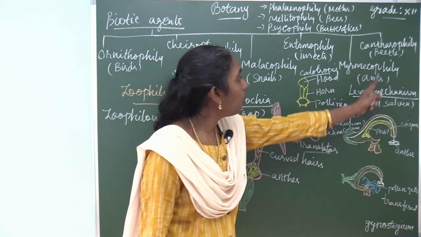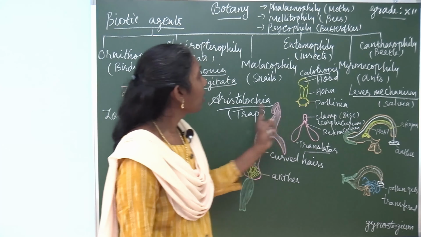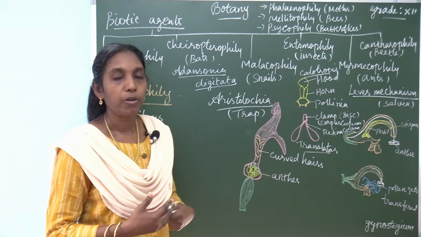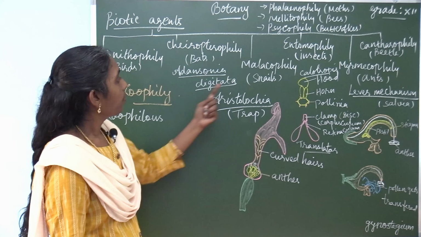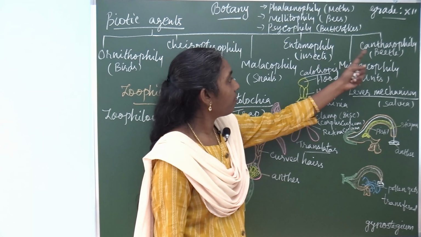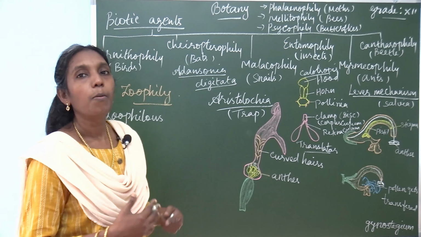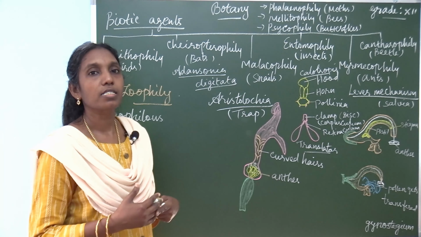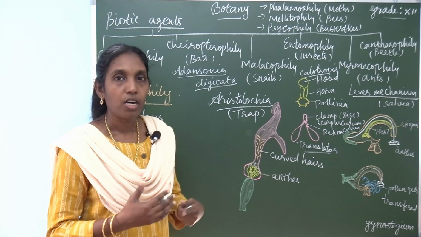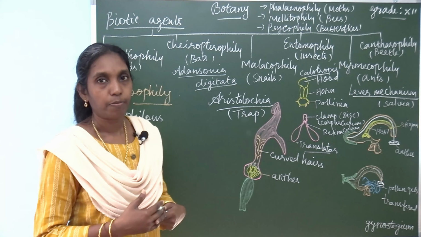So all of these are included under zoophily. All are animals, including birds and insects, and sometimes reptiles are also reported as pollinators. All these pollinators, like birds, bats, snails, insects, moths, bees, butterflies, beetles, ants, are involved as the agencies of pollination. Let's go in brief. There are some mechanisms and adaptations which the flower possesses to attract the animals for effective pollination. Let's see a few examples.